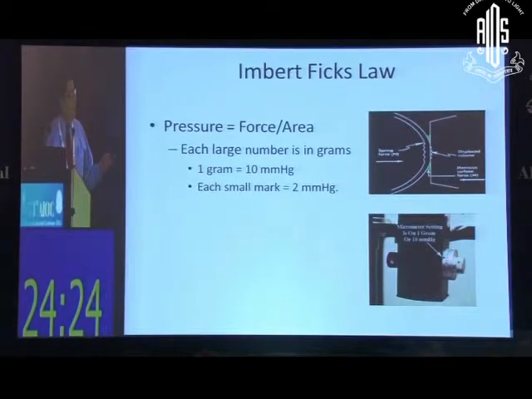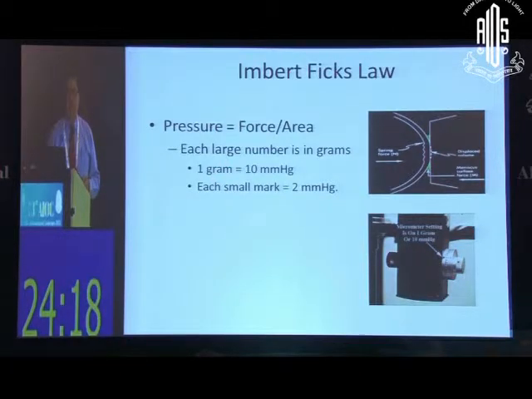you can see the large marker, which is equal to 1 gram, and with the mathematical calculation, 1 gram equals 10 millimeters of mercury. And the smaller marker that you see on the dial here is 2 millimeters of mercury.